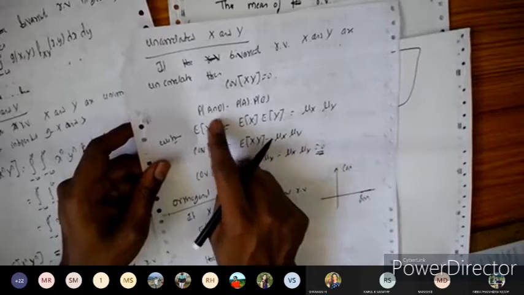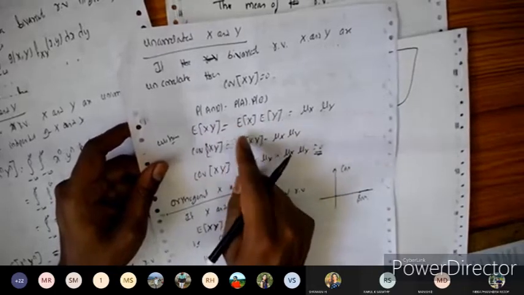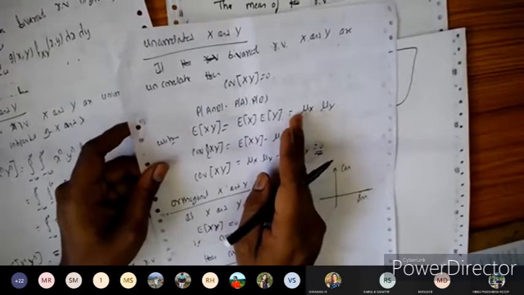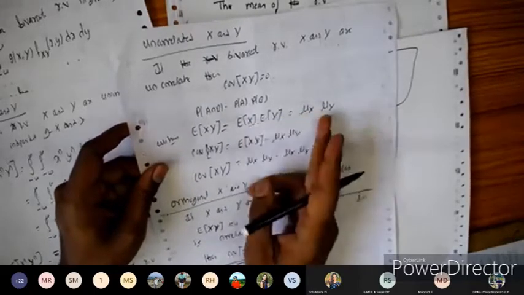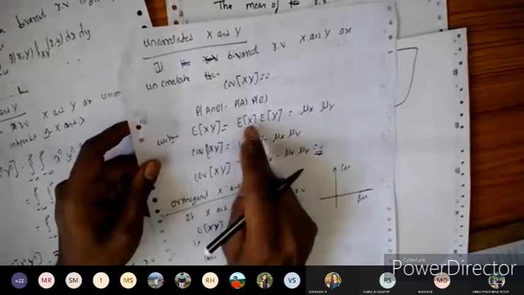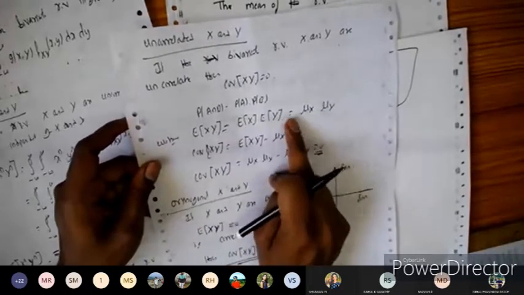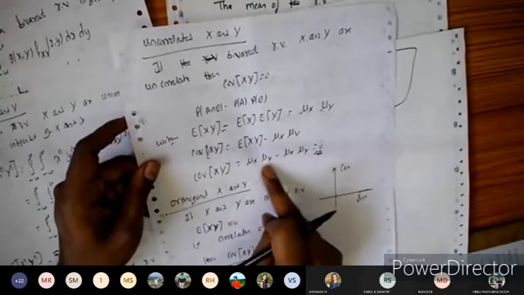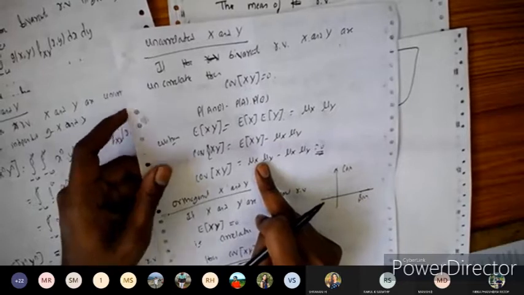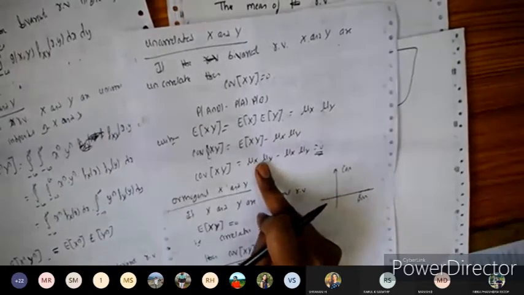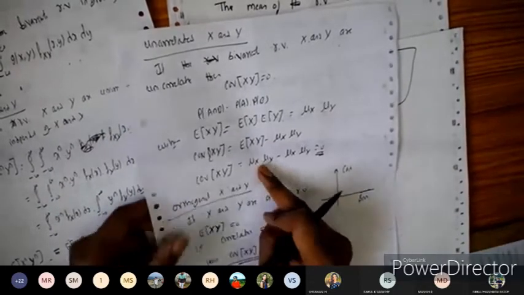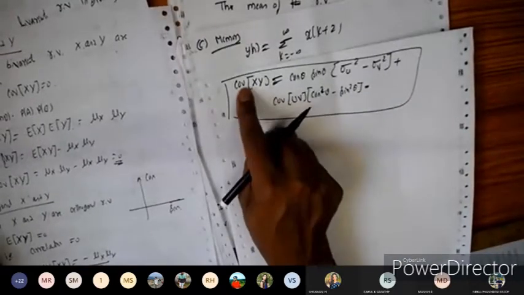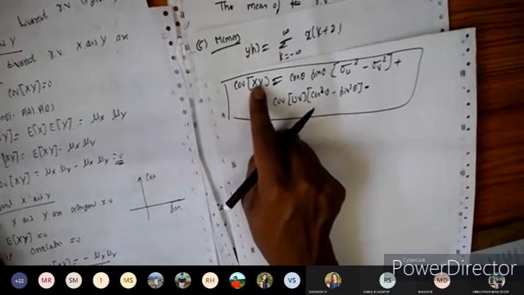If the random variables are uncorrelated, the occurrence of one event does not depend on the occurrence of the other event. We call this uncorrelated or statistically independent. For that, the expected value of xy is equal to the product of the individual means. So in that case, covariance of x and y will become equal to 0. Suppose the random variables x and y are uncorrelated, then this covariance will be equal to 0.